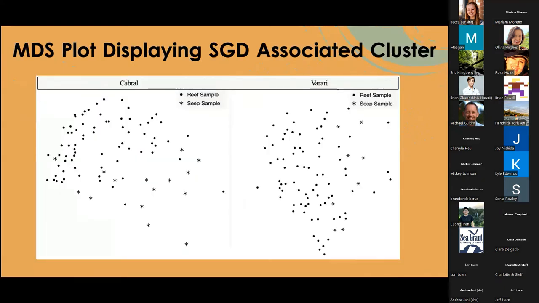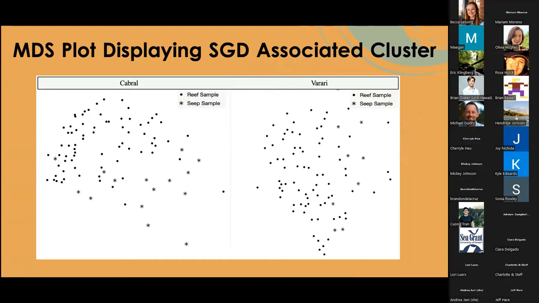Next, I wanted to explore the microbial DNA data. I did this with a multidimensional scaling plot to display my SGD-associated microbes. So a multidimensional scaling plot is an approach for graphically representing relationships between samples in multidimensional space. The reef samples are seen with a normal point and the seep samples are seen with a star.